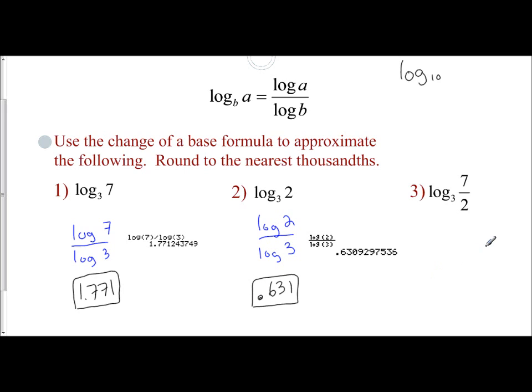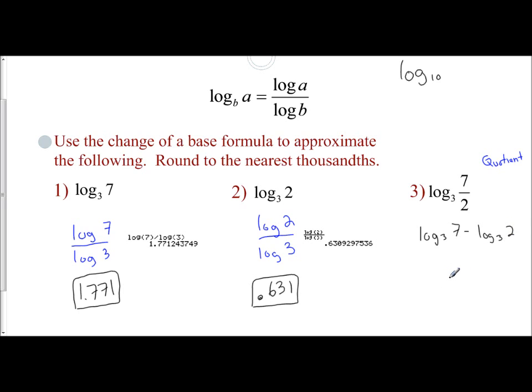So lastly, I have log base 3 of 7 halves. Now, this one's a little bit trickier. We can't just rush right into converting, because I notice I am dividing 7 by 2. So we're doing division, which means we are looking at our quotient rule. When do we apply our quotient rule? It means we're subtracting exponents. So really what I'm doing is subtracting my logs. I'm subtracting log base 3 of 7 minus log base 3 of 2.